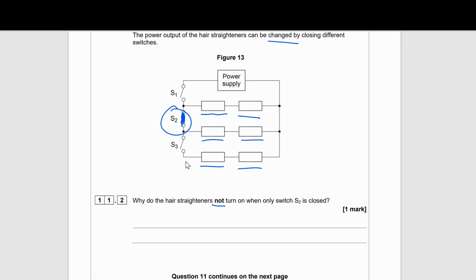So that means that it will not be able to get to S2, and then from there it will not be able to get to S3. So the problem is that the circuit is not complete. There is a gap in the circuit which is preventing electrons from moving. So we need to formulate our answer to say that there is a gap in the circuit.